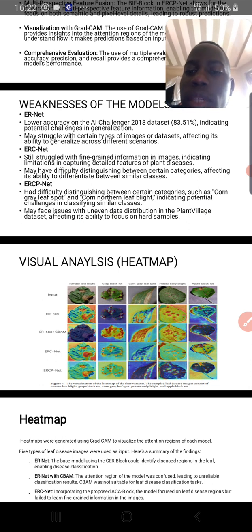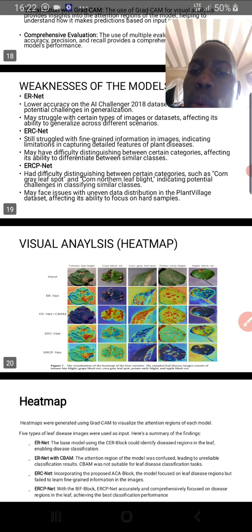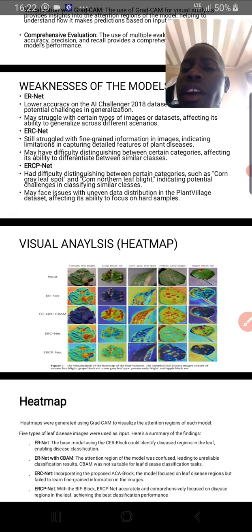Then the model may have difficulty in distinguishing between certain categories of images or diseases. Then Ercp-Net, for its weakness, had difficulty in distinguishing between certain categories, such as the corn gray leaf spot and the corn northern leaf blight.